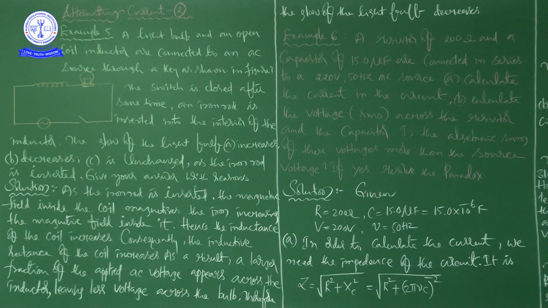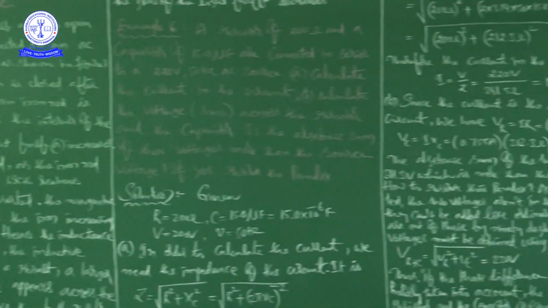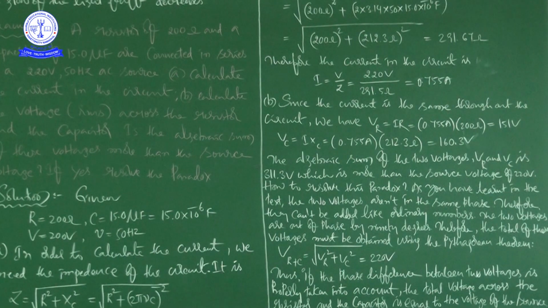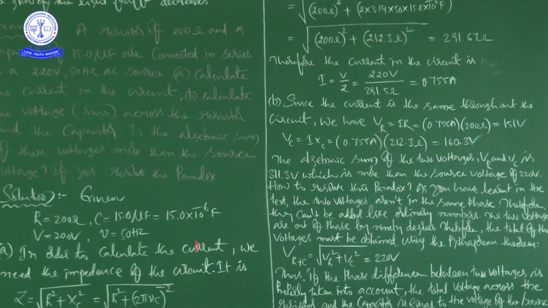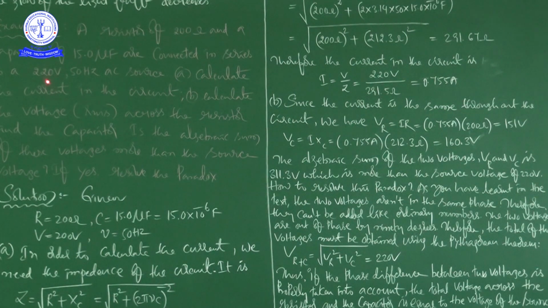Okay, right. Next problem. In example 6, they have given the situation where a resistor and capacitor are connected in series to the AC source, with the applied voltage and the frequency of the AC source given. He is asking to calculate the current in the circuit, and also the voltage across the resistor and capacitor. Afterwards, he is asking: is the algebraic sum of these voltages more than the source voltage? If yes, resolve the paradox.